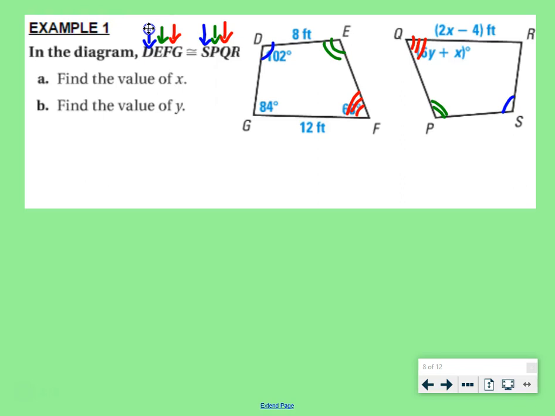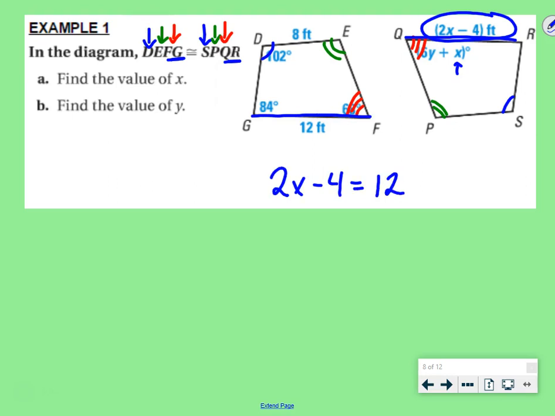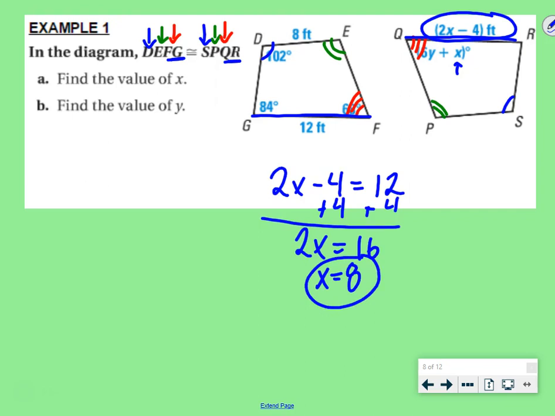Find the value of x and find the value of y. All right, so we know that 6y plus x, so to find y, we're going to have to solve for x first. So we're going to need to use this side length here. QR is at the end, so that means it's going to be congruent to FG here. So we would say that 2x minus 4 is equal to 12. Add 4 to both sides. We get 2x equals 16. Divide both sides by 2. We get x equals 8. So that'd be our value of x.